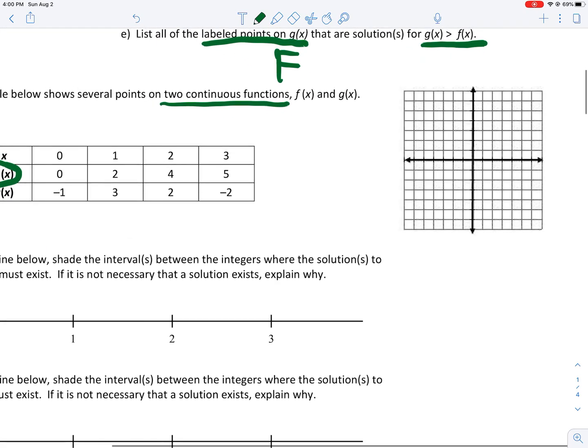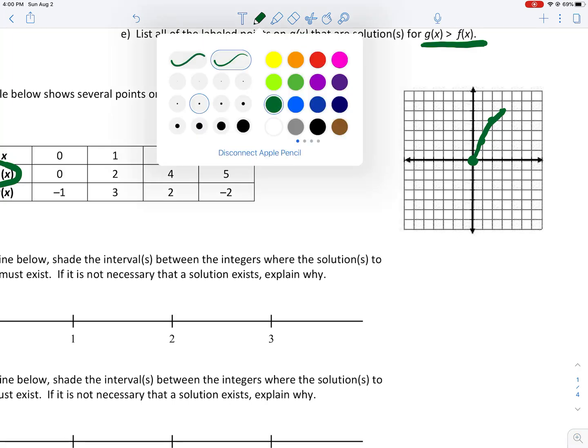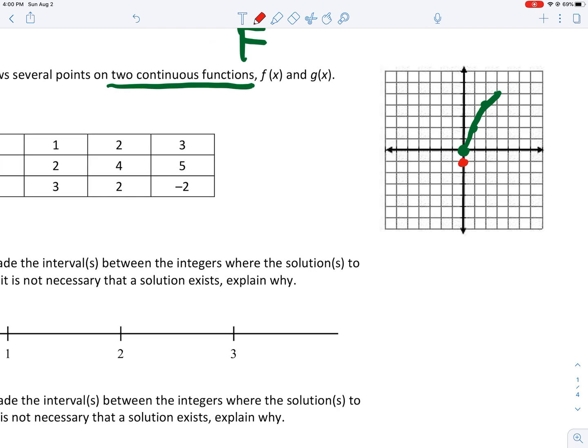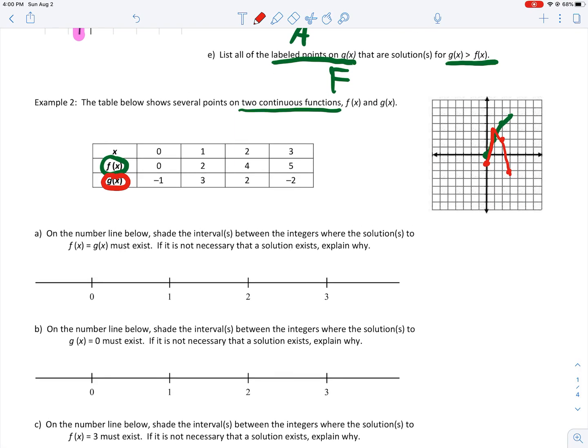So f of x I'm going to do in green. We have 0, 0, 1, 2, 2, 4, and 3, 5. Okay, I'm going to do g of x in red. So 0, negative 1, 1, 3, 2, 2, and 3, negative 2.